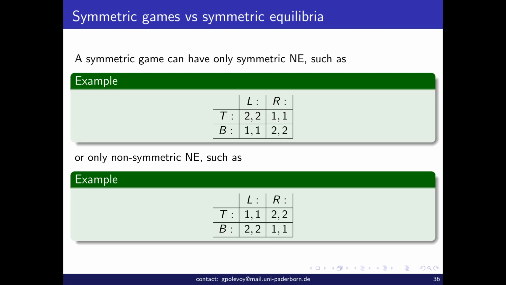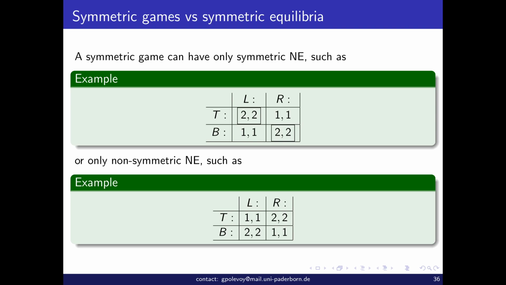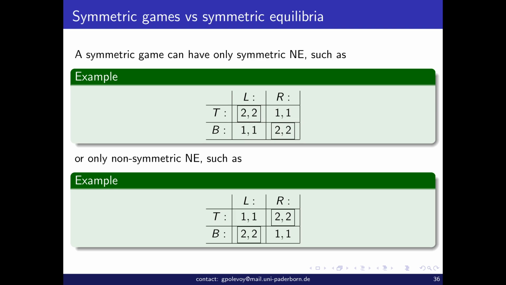So first, for a finite game, we can have a symmetric game which has only symmetric Nash equilibria, such as the game in the example. It has only equilibria top left and bottom right. Or we can also have a symmetric game which has only non-symmetric equilibria. Here, only bottom left and top right.